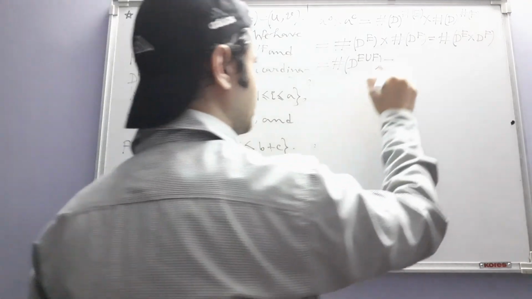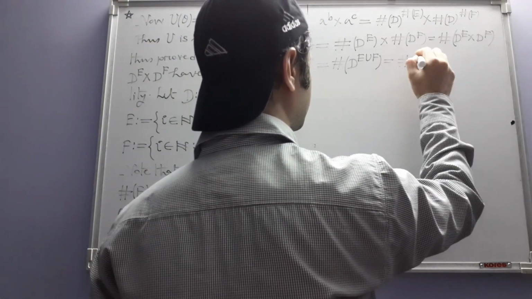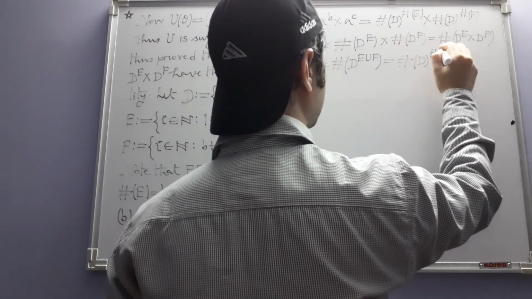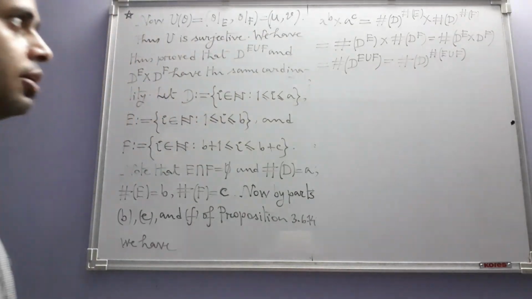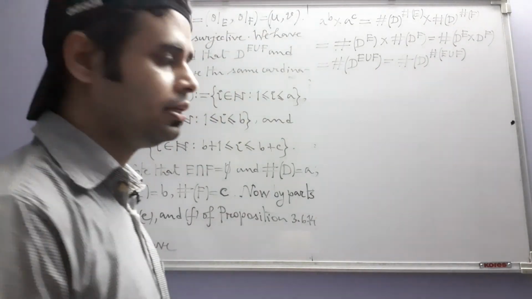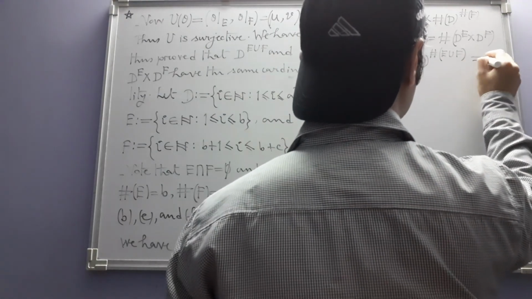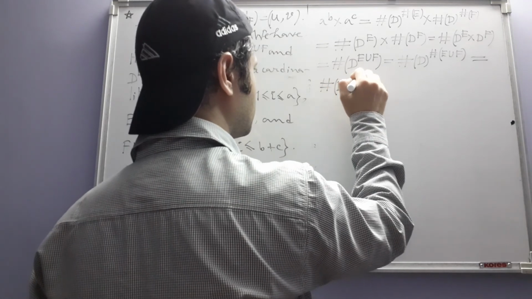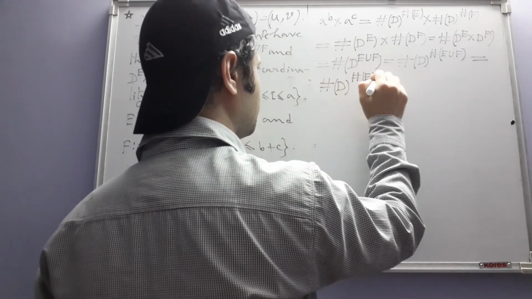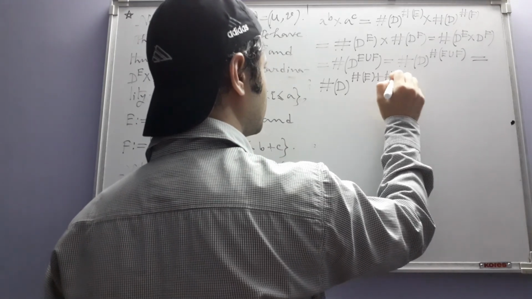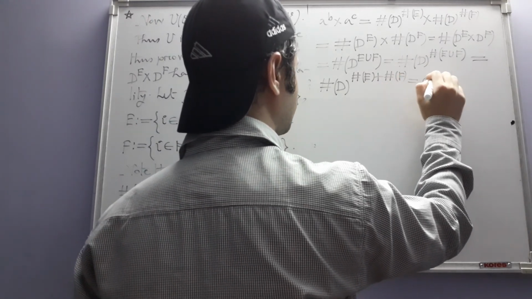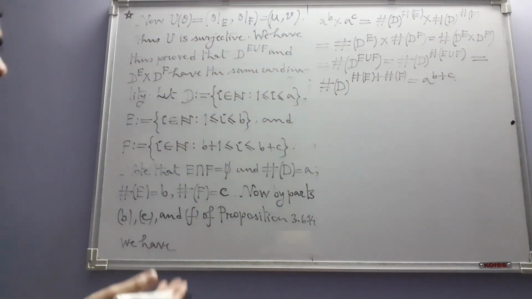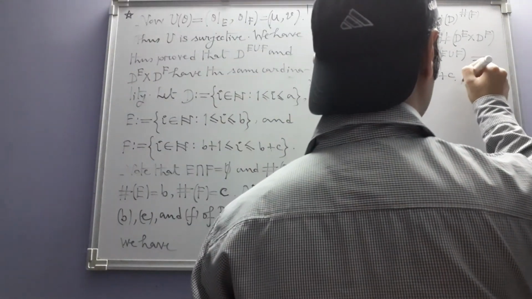Again, by applying part F, we have E union F. Now in that exponent cardinality, we apply part B because E and F are disjoint, so this is equal to cardinality of E plus cardinality of F, and this is a to the power b plus c. So that's how we have the other rule of exponent also proved, and this completes the solution.